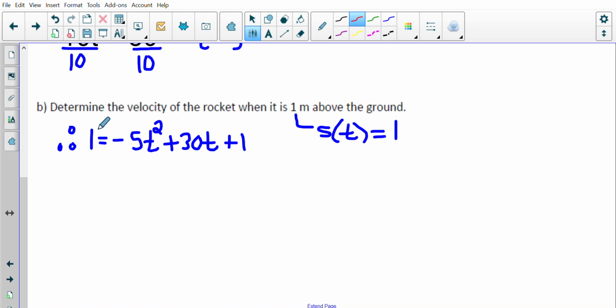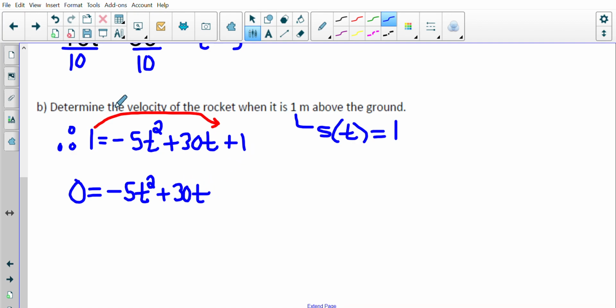First thing I'm going to do is move this 1 over to this side, because to solve a quadratic equation, whether you're going to do factoring or the quadratic formula, you always have to have a 0 on one side. Nothing's over on this side. I still have my negative 5t squared plus 30t. Now I have a 1 over here, but when this 1 comes over, it subtracts. So then I've got nothing for my numbers.